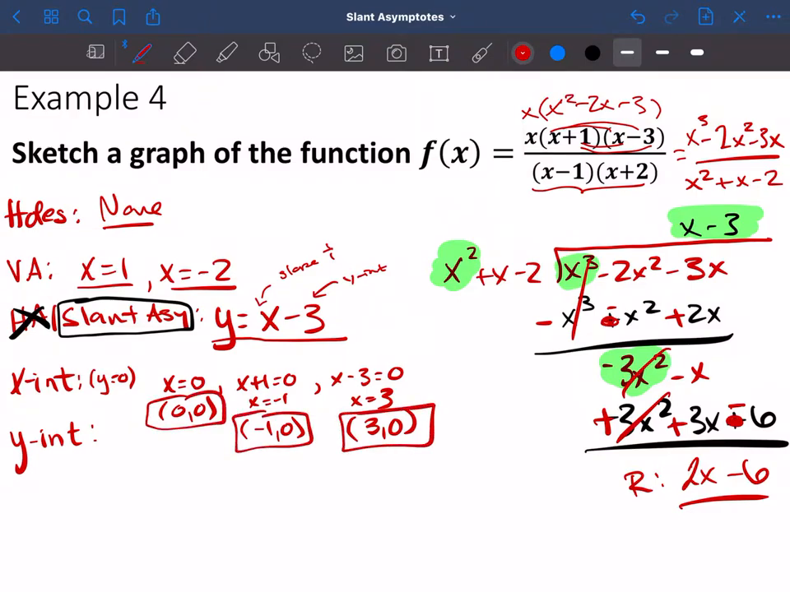Now my y-intercept is where x is equal to 0. Well, we already know what that is. We have it right there. So our y-intercept is going to be also 0, 0. And if you want to double check that, you can plug 0 in up here, and you'll see that you're going to get 0 divided by -2, so you will indeed get 0. All right, so now let's sketch this.